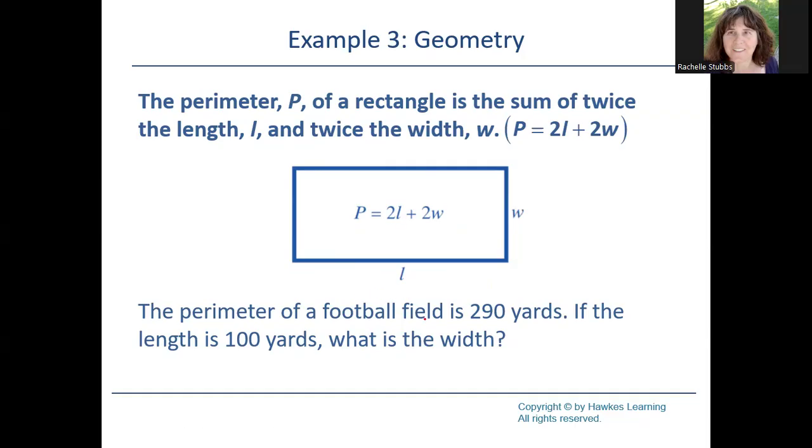So this says the perimeter of a football field is 290 yards. If the length is 100 yards, what is the width? So we're going to use this formula right here. What do we know? We actually know P, don't we? 290.